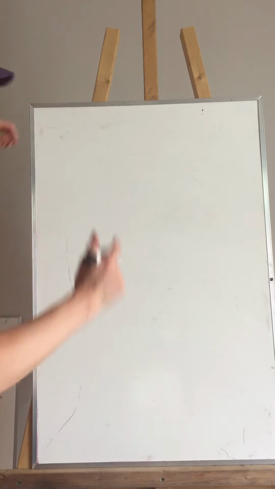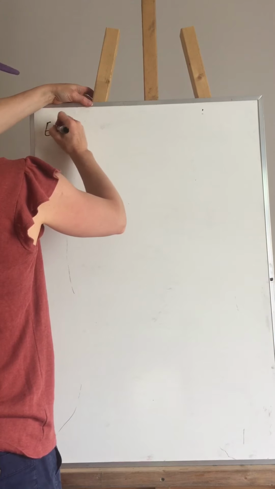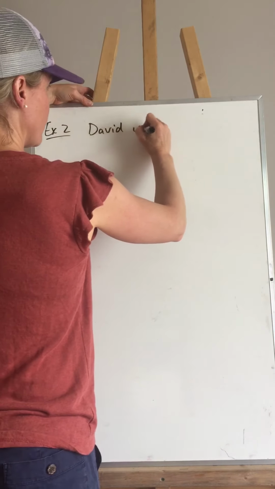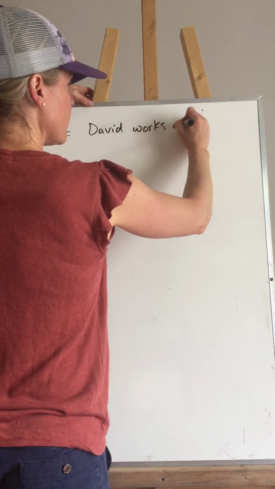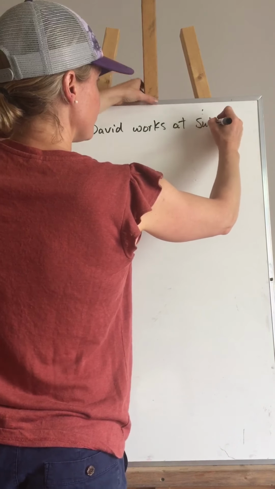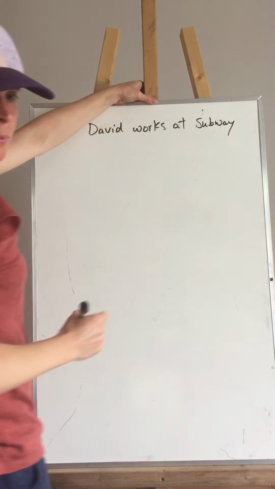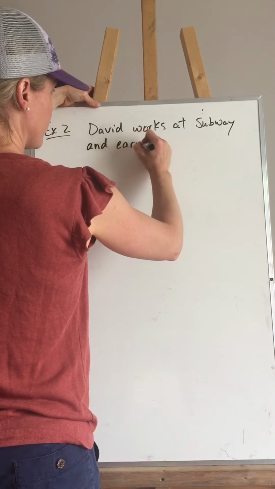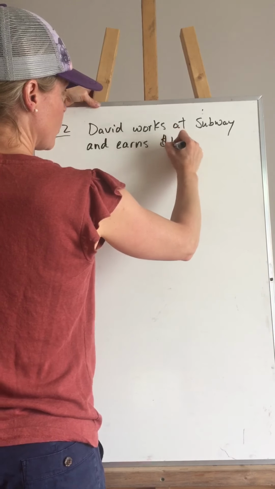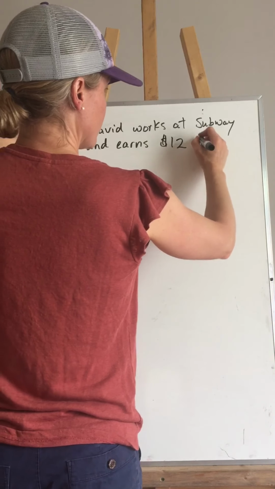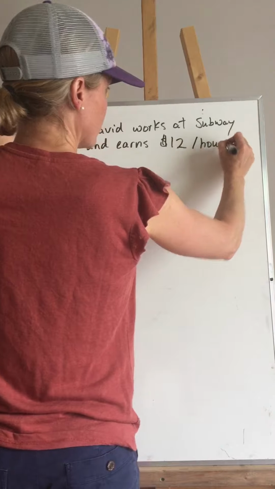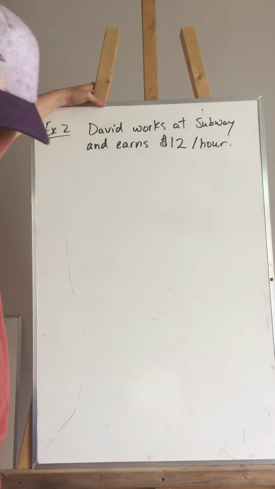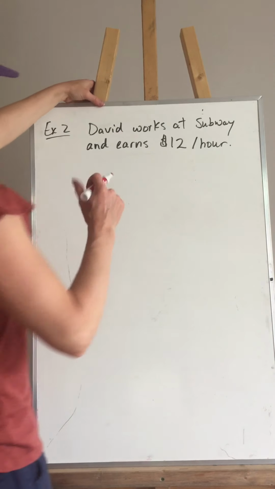Okay, so here's example number 2. David works at Subway and earns $12 per hour, $12 an hour. That's it. That's all the information we were given, and we have to come up with an equation for that.